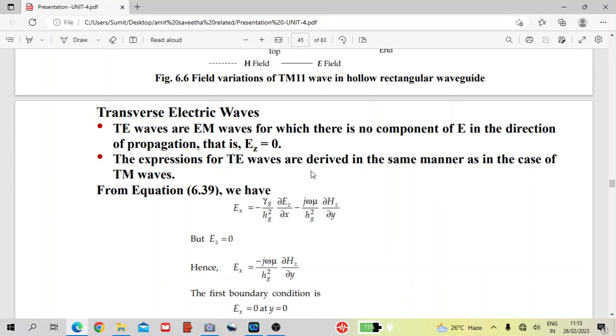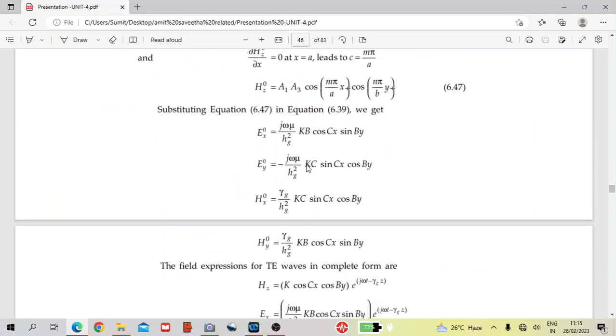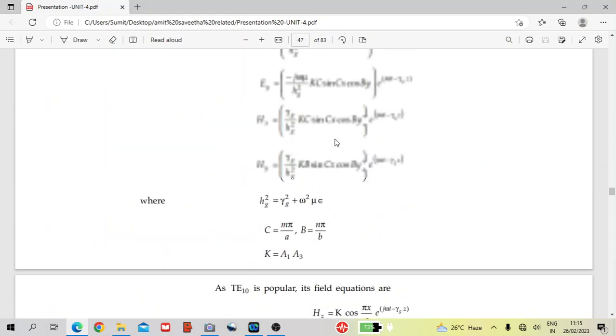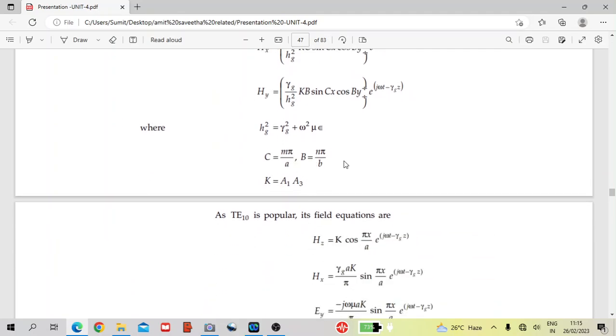and the expressions of TE waves are derived in the same manner as we have done for TM waves. So the process is the same, you can go through these calculations, I am not repeating. Here obviously for modes there are two values, m and n. This point is to be noted. Any particular combination of m and n will constitute one mode.